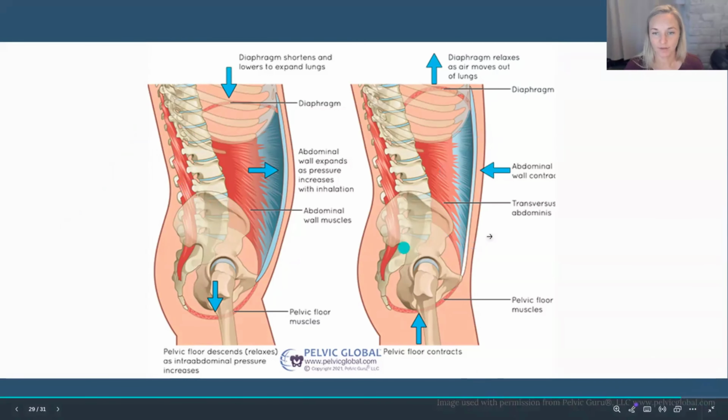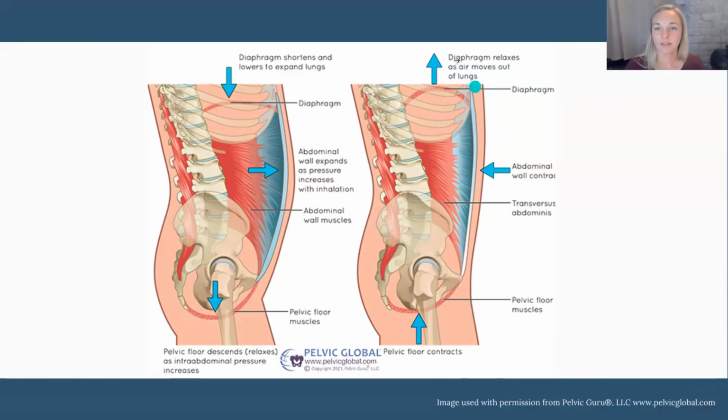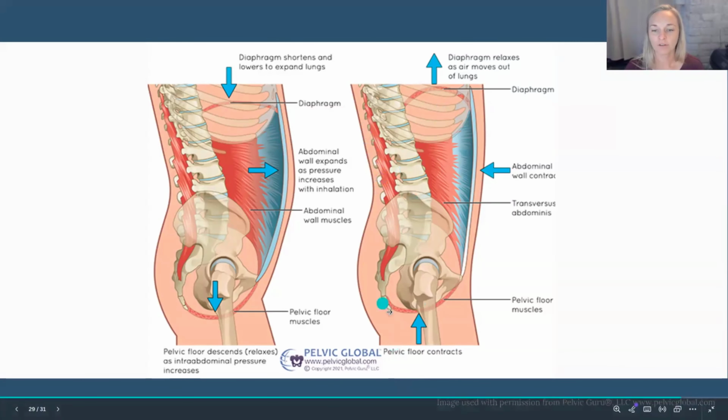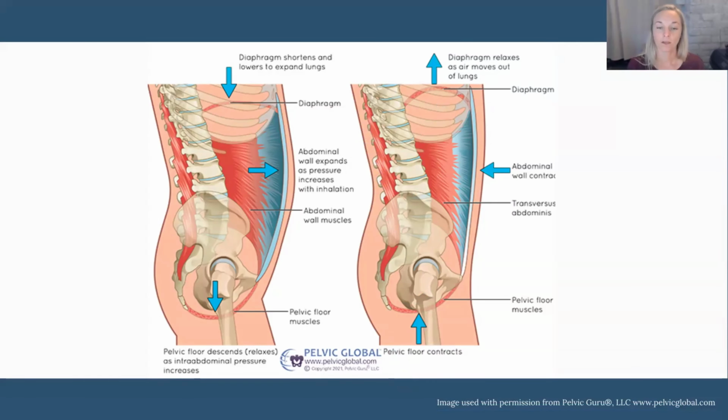On our exhale over here on the right, as we exhale, the diaphragm returns back up into our rib cage. The abdominal muscles pull back in towards the spine. The lumbar multifidi muscles here also contract, and the pelvic floor muscles lift up and contract. So without us having to even do a Kegel per se, that pelvic floor muscle contraction, just by breathing, we're getting the ability for the pelvic floor to lengthen and contract by just using our breath.